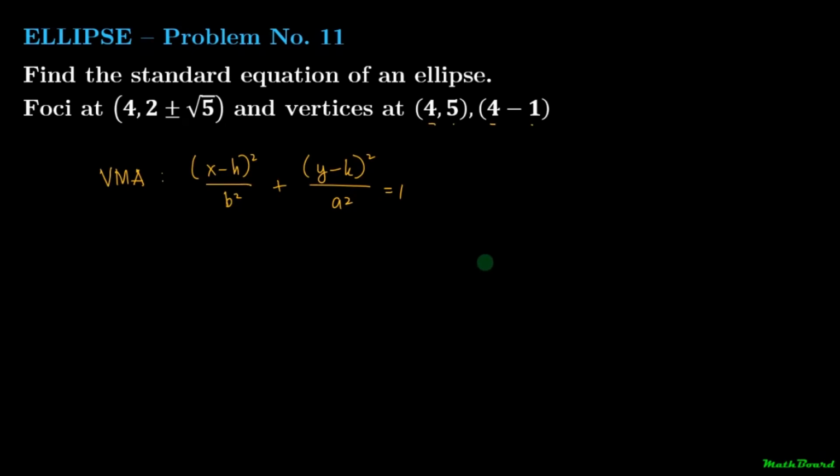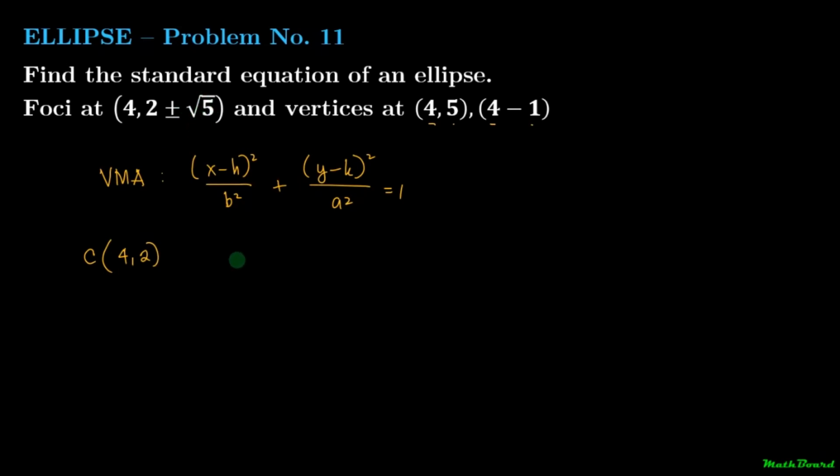The next one that we have to do is to find the center. Simply, the center is just the foci without square root of 5. Therefore, that is 4, 2. Also, you can find the center by getting the midpoint between the two vertices. We just add the x and divided by 2 as well as the y. 4 plus 4 is 8, divided by 2 is 4. 5 plus negative 1 is 4, divided by 2, that's 2. So the center is 4, 2. By looking at the foci, we have square root of 5 here.